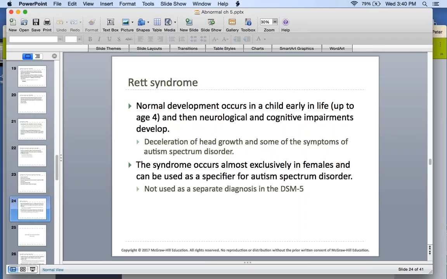And then neurological and cognitive impairments develop. There's a deceleration of head growth. Some of the symptoms of autism spectrum disorder are there. The syndrome occurs, like I said, exclusively in females and can be used as a specifier for autism spectrum disorder. So it's not actually a separate diagnosis. Rett syndrome is something we talk about, but it's not technically a DSM diagnosis. We can say autism spectrum disorder, specifically Rett syndrome.